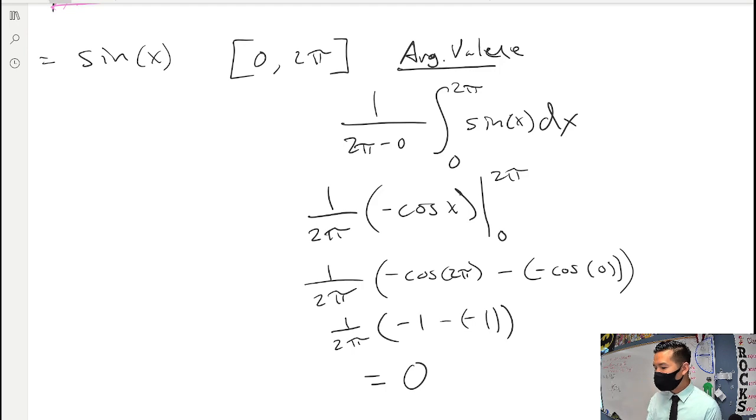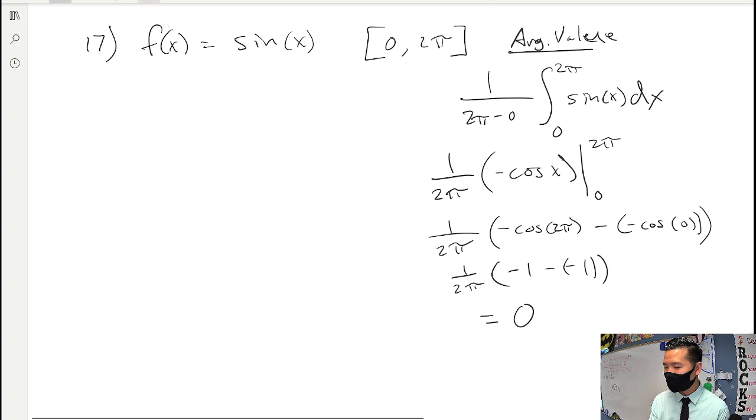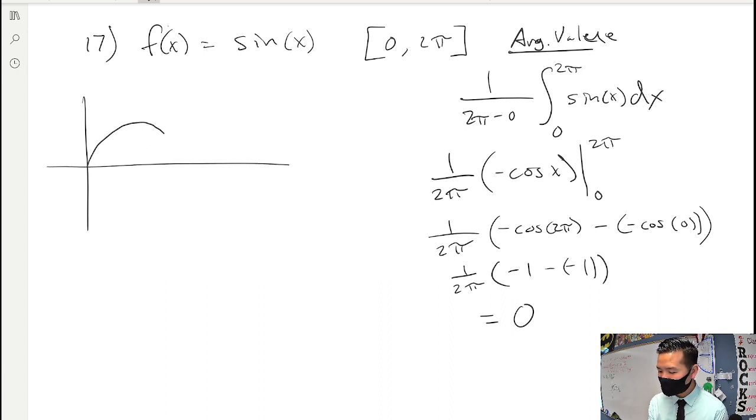Now, I'm hoping that makes sense, because if you think about a graph of sine going from 0 to 2 pi, it goes up, down, and comes back here. What's the average value of that, if you think about it? It'd be 0, right? If you average it out, you have some above and some below, and it's the same amount above as below. It comes out to 0.